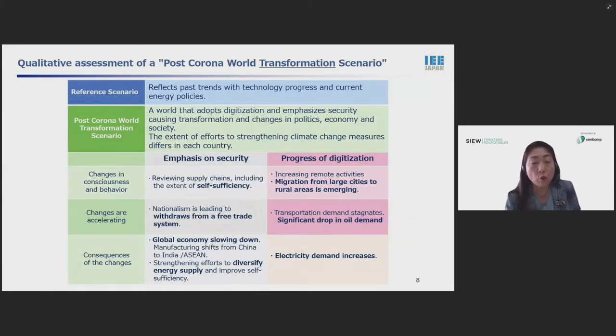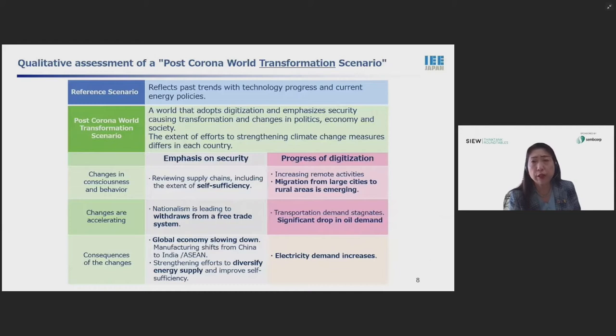This year, we assessed a post-corona world transformation scenario using scenario planning approach. Experts identified two drivers which transform the world if the COVID-19 were to induce structural changes and stays there. These two drivers are emphasis on security and progress of digitization. Stagnation in transport induces supply chain reconsideration, and thus self-sufficiency became important. Increasing nationalism starts to threaten free trade system. Therefore, global economy slows down.